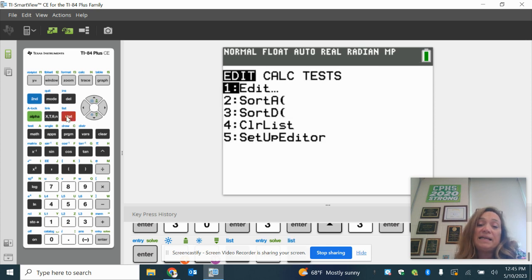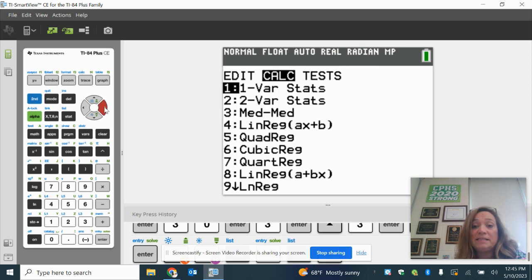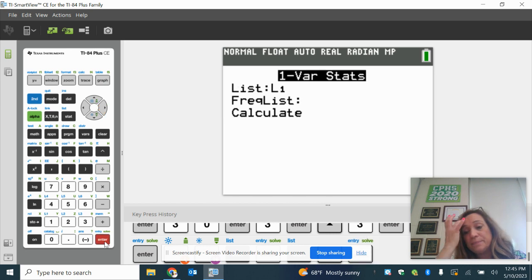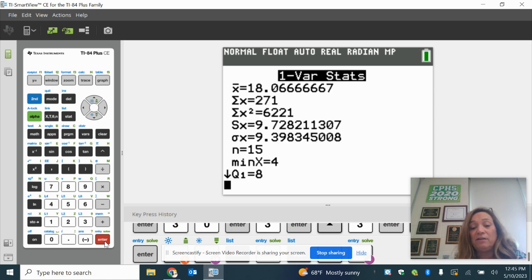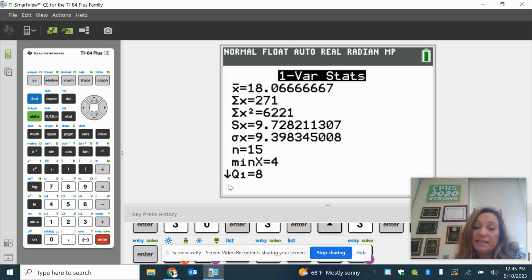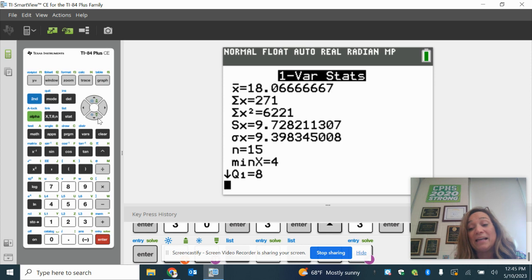Then you want to hit stat, you arrow over once to calc, and you're choosing 1-Var Stats. One var stats means one variable statistics, meaning that you basically entered one list. You're going to hit enter a few times, and that's going to bring you to calculate. You have to know what each of these things mean. You can't bring a little cheat sheet to the test. You have to actually know how to use the calculator and what things mean.